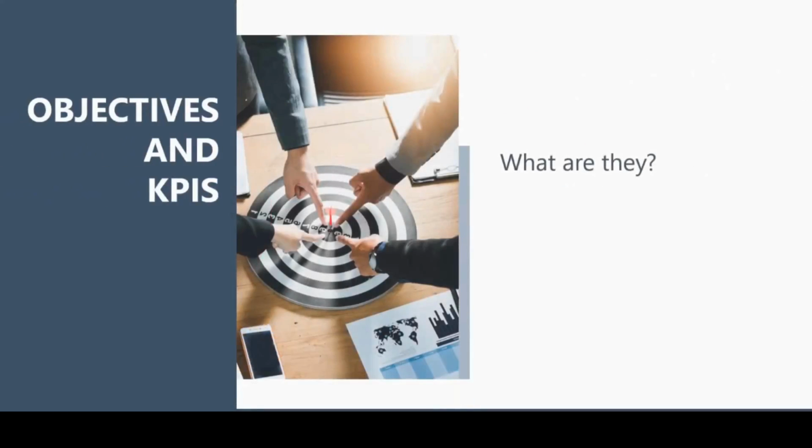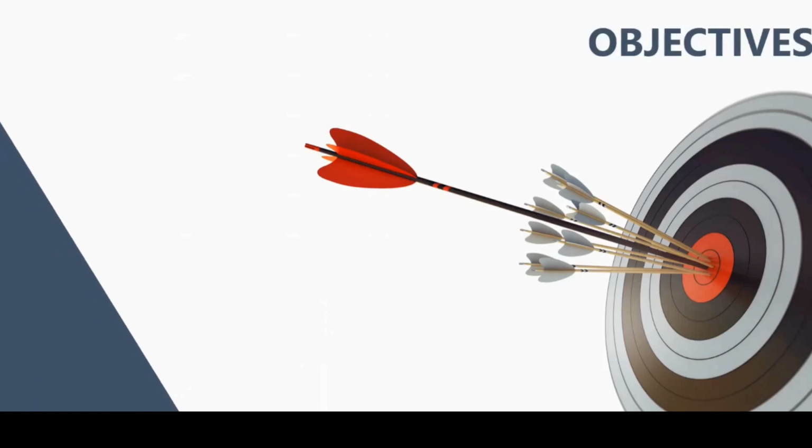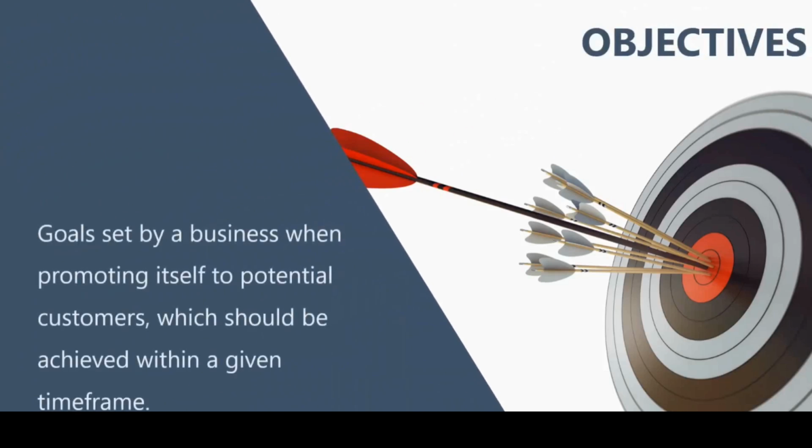Moving on to objectives and KPIs, specifically, what are they and why do we need them? Very important. An objective or objectives are goals set by a business when promoting itself to potential customers, which should be achieved within a given time frame. What is that saying? A goal without a plan is just a wish. So it does need to have a time frame for it to be achieved.